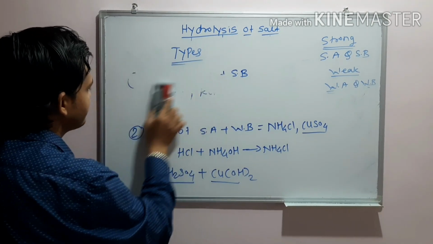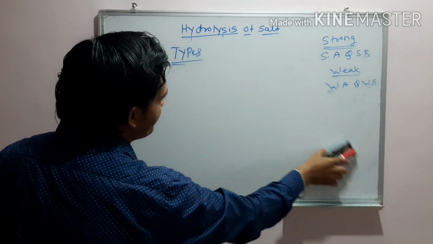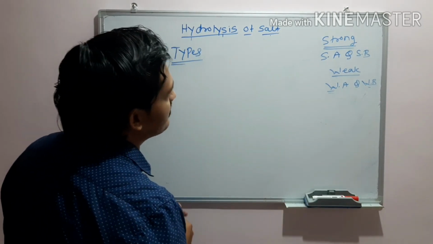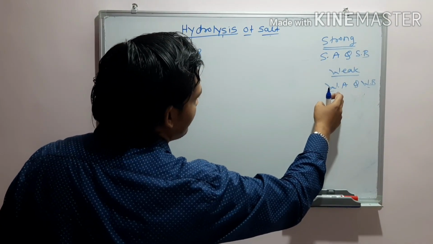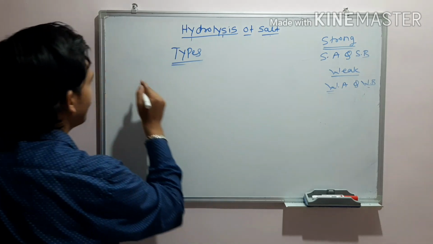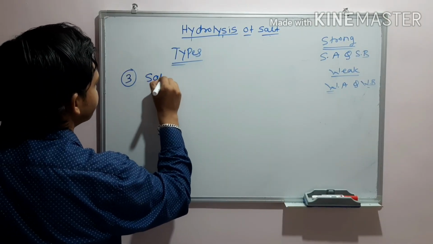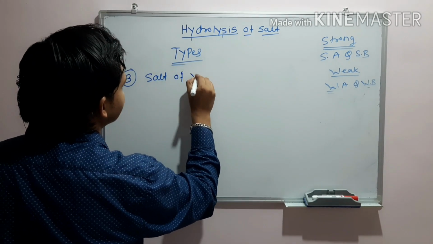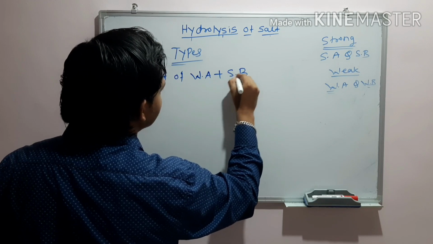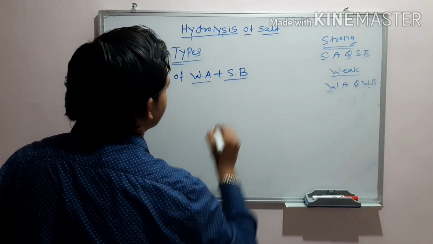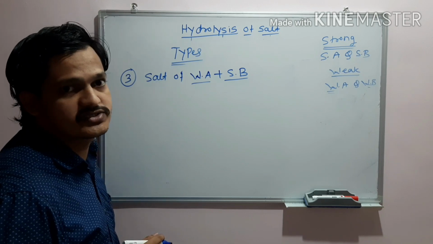Okay. Now let us move to the third type. Our first type is salt of strong acid, strong base. Then salt of strong acid, weak base. Then the third type includes weak acid, strong base. The third type consists of salt of weak acid and strong base. Now let us move to the examples regarding this.